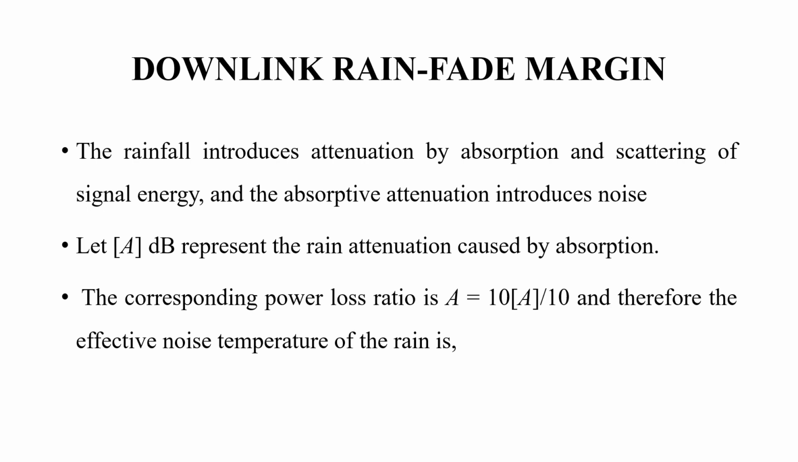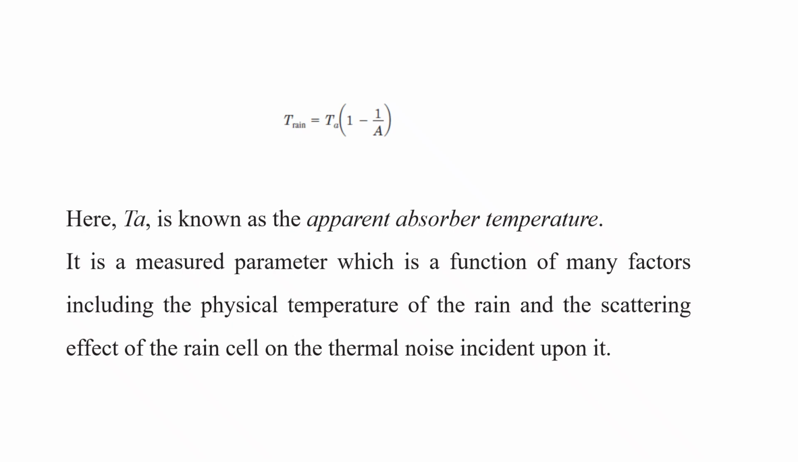Let us consider the effects of this rain. In the downlink case, let us consider A dB, which represents the rain attenuation caused by the absorption of the signal, and the corresponding power loss ratio is given as A, where A is equal to 10 to the power A by 10. Therefore, the effective noise temperature of the rain is calculated as T rain, which is equal to T A into (1 minus 1 by A), where T A is known as the apparent absorber temperature.